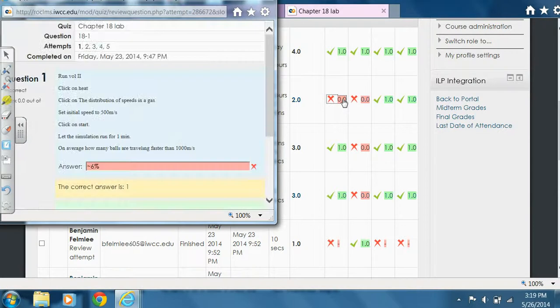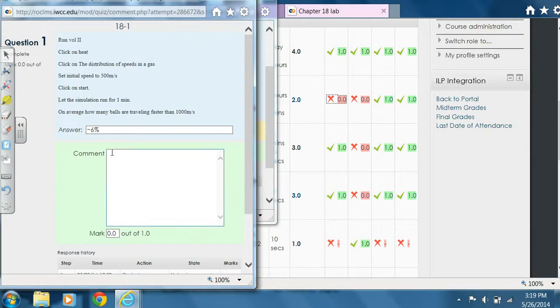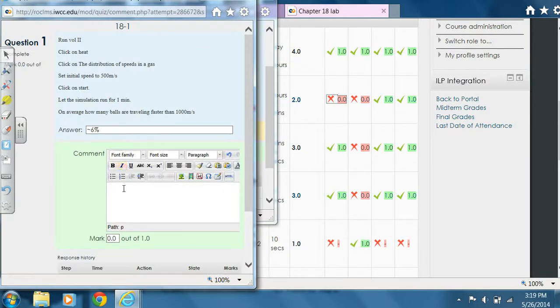And if I click on individual questions, I can get something that looks like that. Now this guy says about 6%. The question is, on average, how many balls are traveling faster than 1,000? Well, a percentage does not make how many. So I write a comment down, and the comment I would say is a percent does not answer the question. Answer how many.